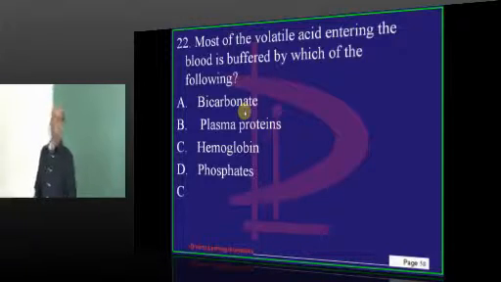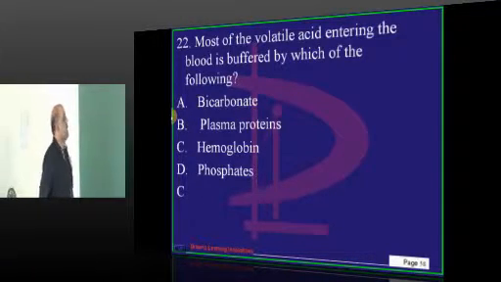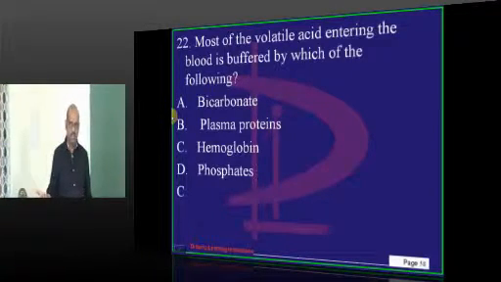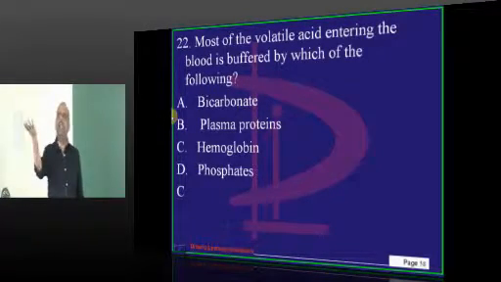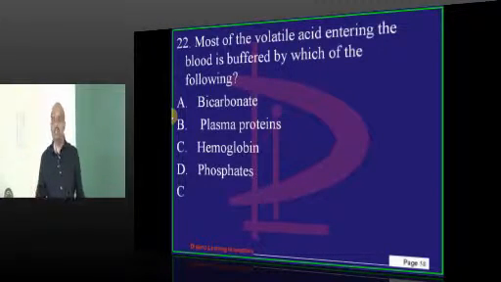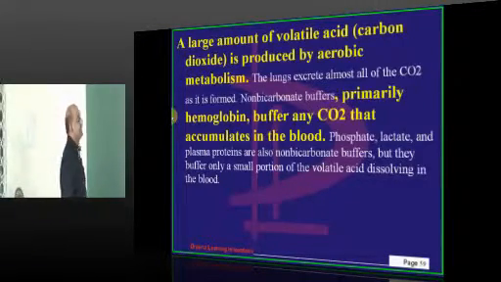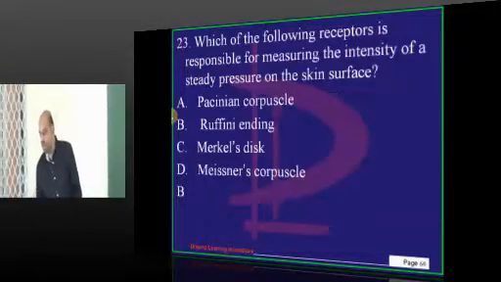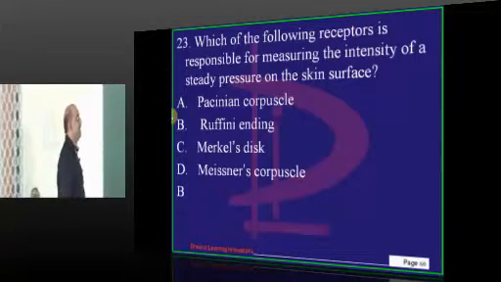Now, most of the volatile acid is buffered by what? Volatile acid is what? CO2. You don't want acid in the body, we exhale CO2. We want more acid in the body, we don't exhale much CO2. It is the hemoglobin which is the main buffer of carbon dioxide, as all of you know very well.